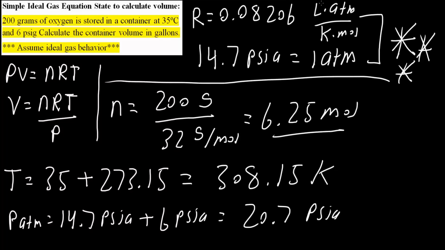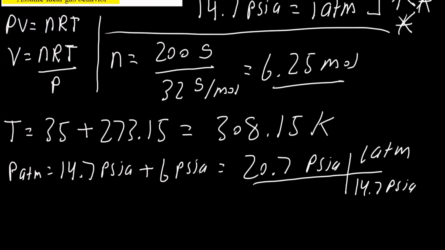But in this formula, R is in L·atm divided by K times mole, and we have pressure in psi. So we need to convert psi into atmosphere. And we're given this relationship right here, that 14.7 psi is equal to 1 atm. And this right here would give us 1.408 atm. So now we have everything, and now we will use this formula.